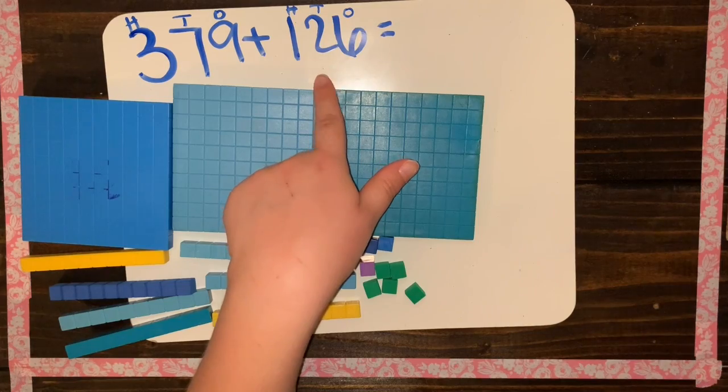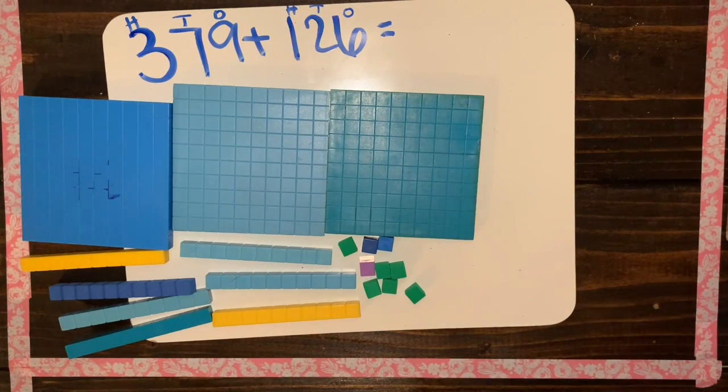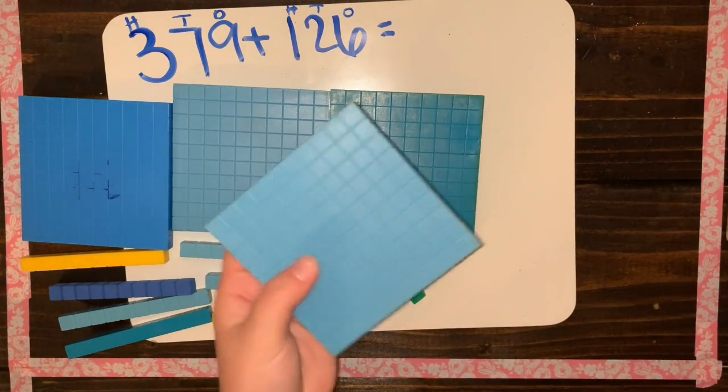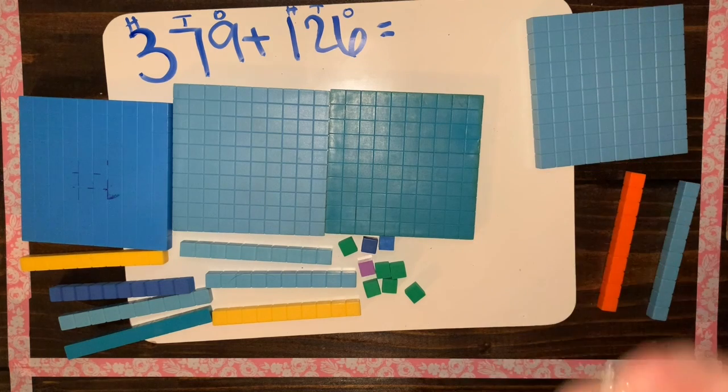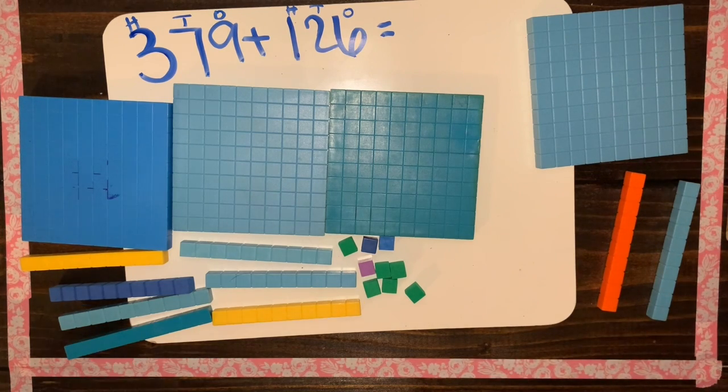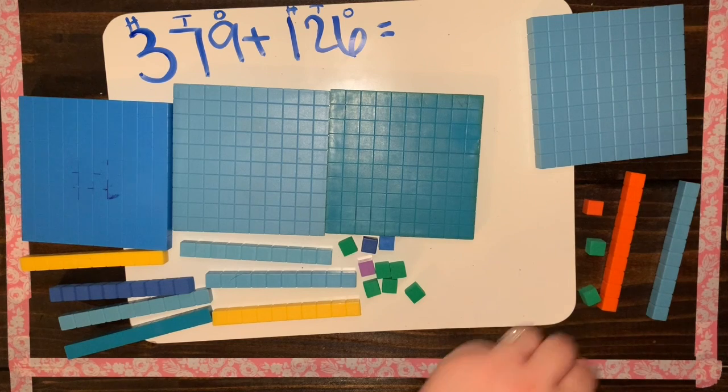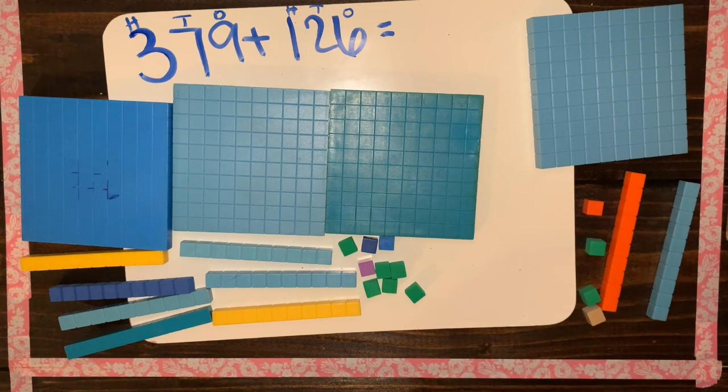Now I need to make my 126. So I'm going to take 100, 2 tens, 10, 20, and I need 6 ones. 1, 2, 3, 4, 5, 6.